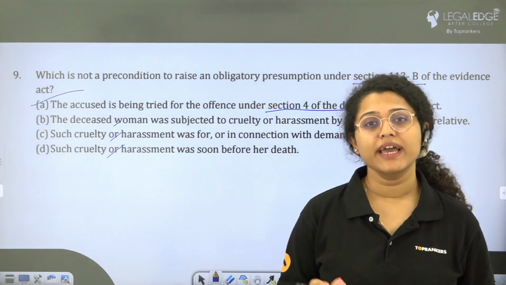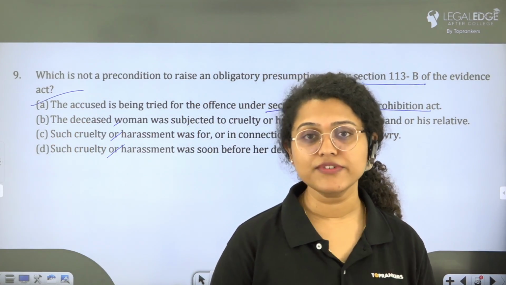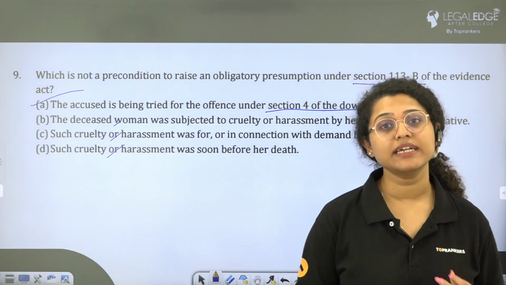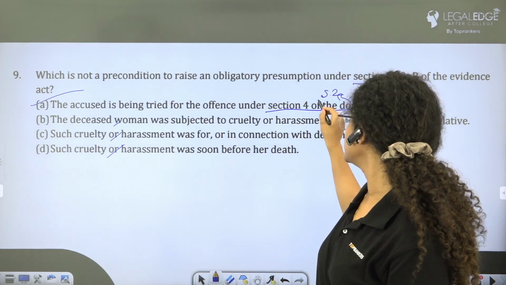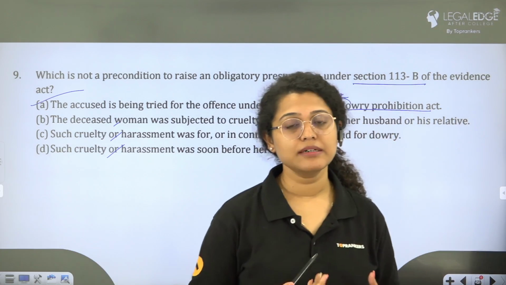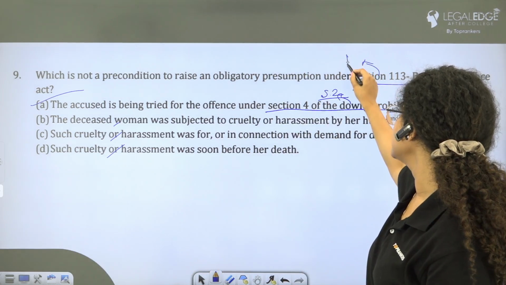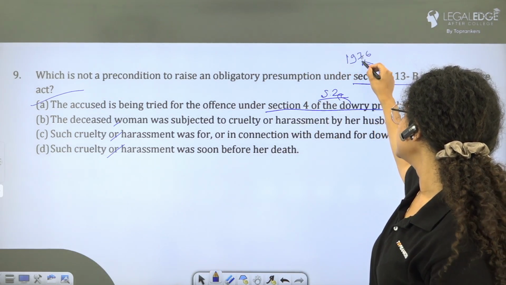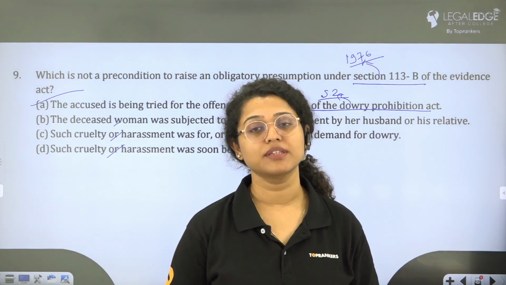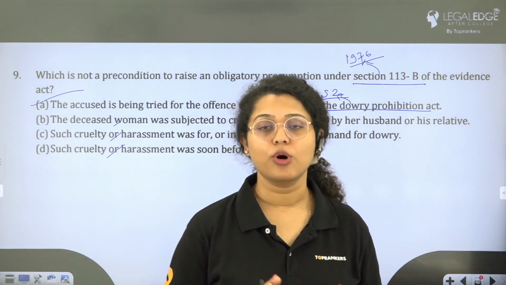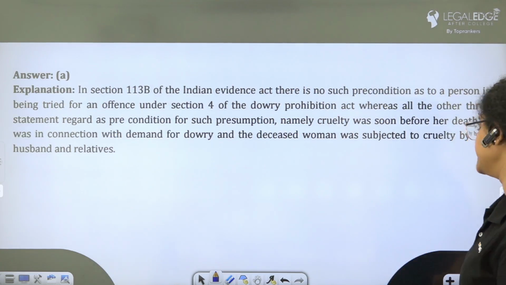All right. Where is dowry defined? To raise the presumption under 113B, when we talk about the definition of dowry, we take it from section 2 of the Dowry Prohibition Act. And when was 113B inserted in the Indian Evidence Act? 113B was inserted in the Indian Evidence Act in the year 1976, and this talks about presumption as to dowry death of a woman. The related section is section number 113B.